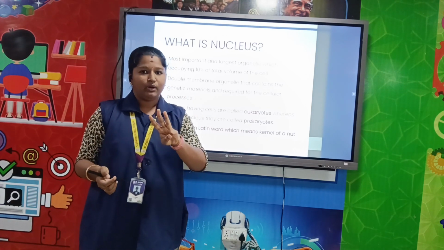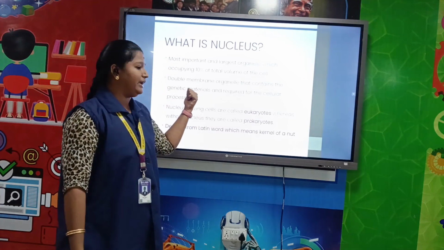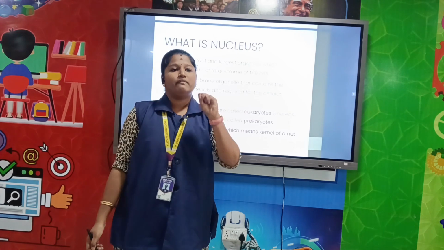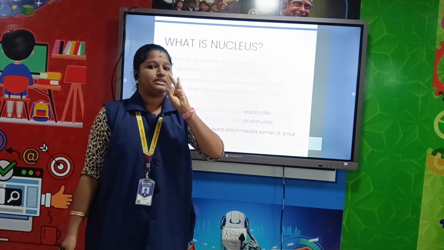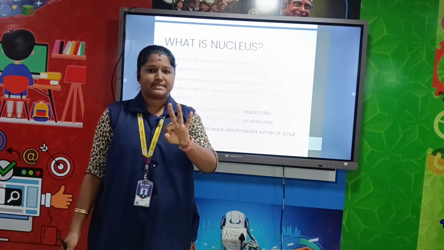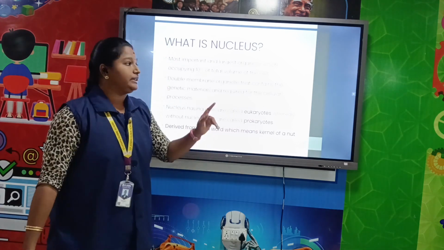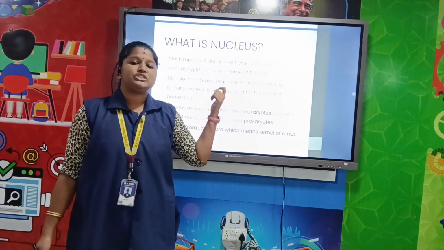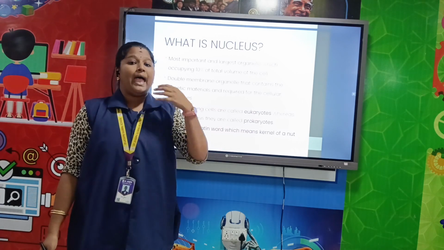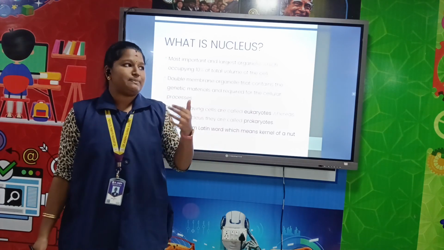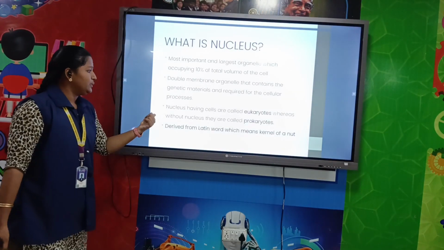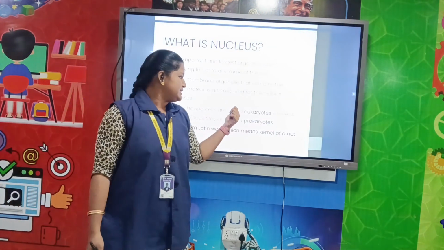So just note it down. The three important organelles have a double membrane layer. This is an MCQ type of question, so note it in your notebook. One is mitochondria, another is the nucleus, and the third is plastid. These three organelles are the double membrane organelles. They store our genetic material, and protein synthesis and everything is done in the nucleus area. And cells having a nucleus are eukaryotes.